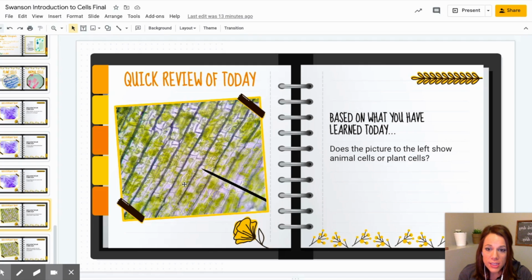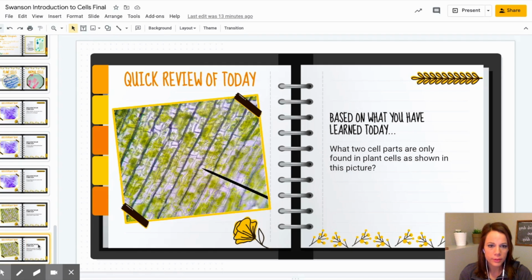And again, you can see these little green things. Those are all the chloroplasts. The chloroplasts, again, are what take in energy from the sun to produce food or sugar for the cell. So these are definitely plant cells. And sometimes if there's a big space, that's the water vacuole too. Sometimes you can see that on certain microscope pictures.